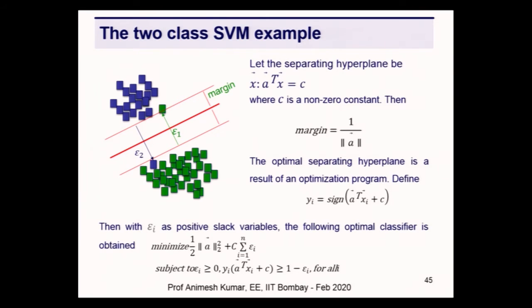So in other words, a vector which is very small in length may not be that desirable. So the way to understand this is as follows. Just think of two classes as shown here. There is a blue class and there is a green class.